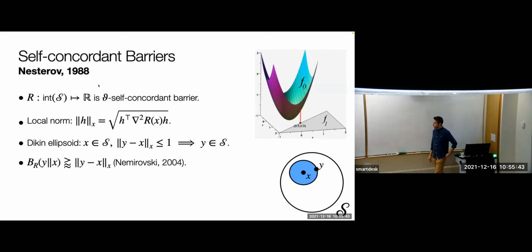Another very nice property that is going to appear in one of the last slides is this one: you can always lower bound the Bregman divergence of the self-concordant barrier between any two points in my set S with this local norm distance between y and x. And this is up to some constants, both additive and multiplicative.